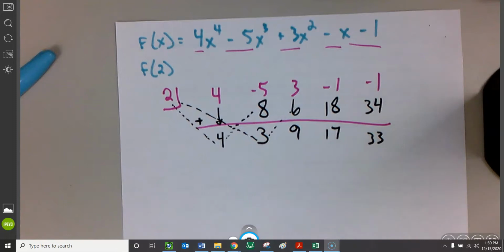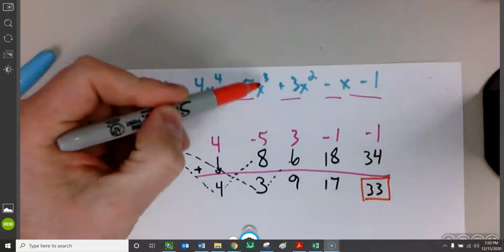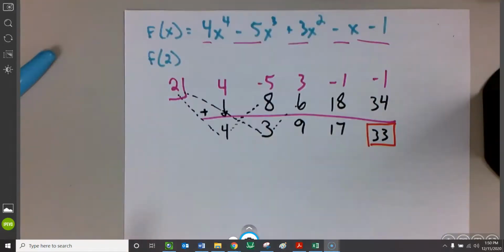But that last number we get is the exact same answer you would get if you plugged in a 2 for all your x's. In fact, it's the same exact answer I got when I did it by hand using my calculator. This is called synthetic substitution. If you have to go back and watch this video again to get the steps down, be my guest.